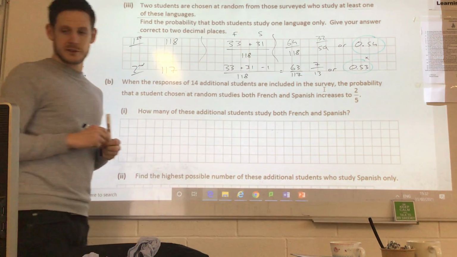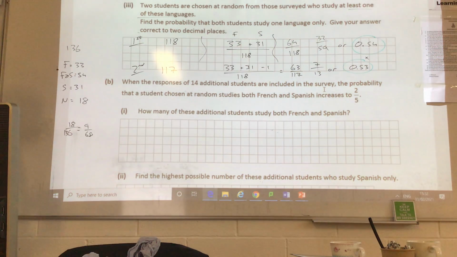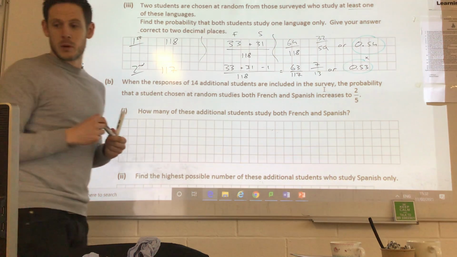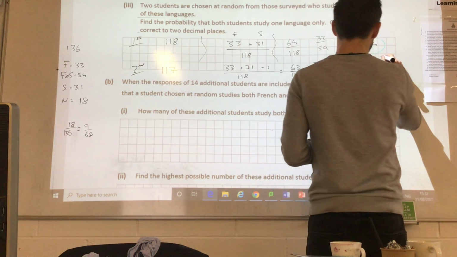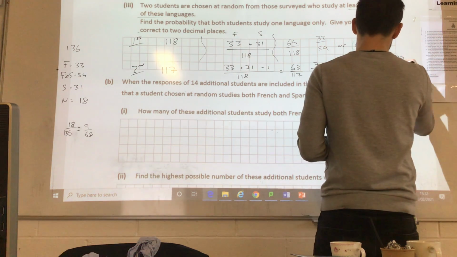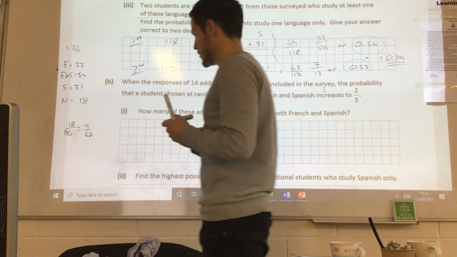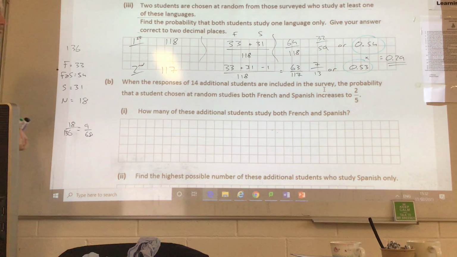So do 0.54 times 0.53. We multiply them together, we get 0.29. So the probability that both students study one language is 0.29. A little bit difficult, that takes a little bit of work.